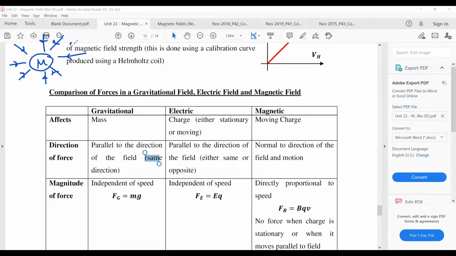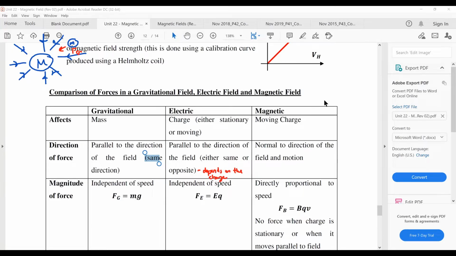If you place a test mass here, the direction of the gravitational force will always be in the same direction as your gravitational field. If you're talking about electric force, the direction of the electric force will either be in the same or opposite direction to the field. It depends on the charge.